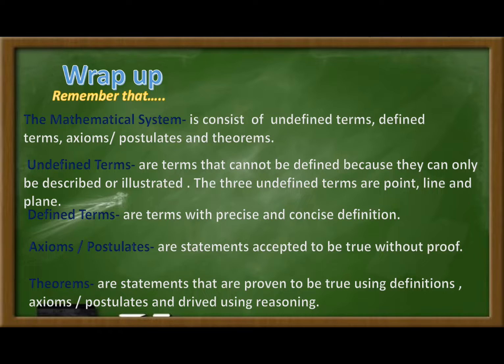And then we have the defined terms. Defined terms are terms with precise and concise definitions. And then axioms and postulates are statements accepted to be true without proof. Theorems are statements that are proven to be true using definitions, axioms, postulates, and derived using reasoning.